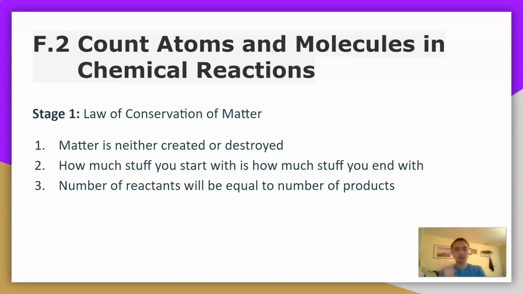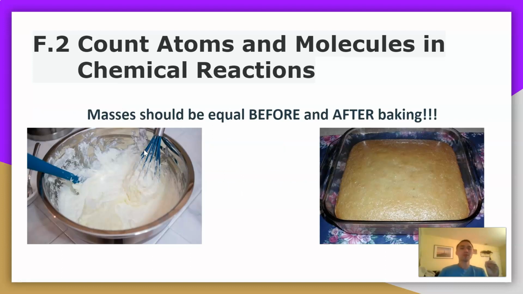Now going back to the cake analogy from previous times. If you make a cake by putting eggs, milk, flour, sugar, etc. into a bowl, and then you put all that stuff into a pan and bake it, you would assume that the mass of the pan before you baked it is going to be the same mass or weight when you pull it out and put it on a weighing station. So masses should be equal before and after baking. The amount of stuff you have should be equal before and after you have a reaction.